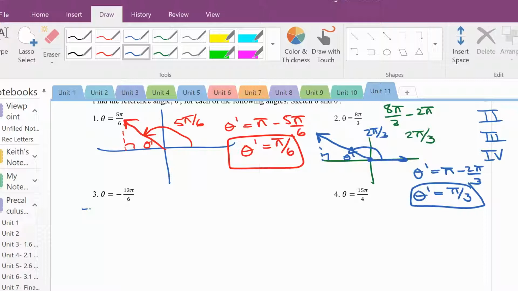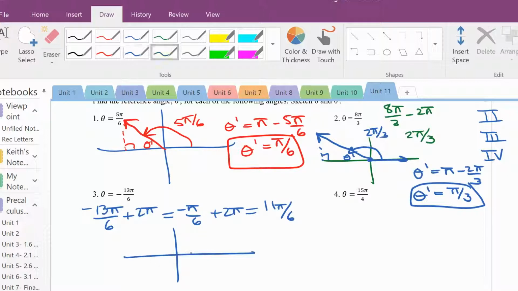If it's negative, remember we add 2 pi. So that gives us negative pi over 6. Then we add 2 pi again. So that gives us 11 pi over 6, which goes to the fourth quadrant. It's 11 pi over 6. There's the reference angle. And remember, the reference angle in the fourth quadrant is 2 pi minus 11 pi over 6. So it gives you pi over 6.